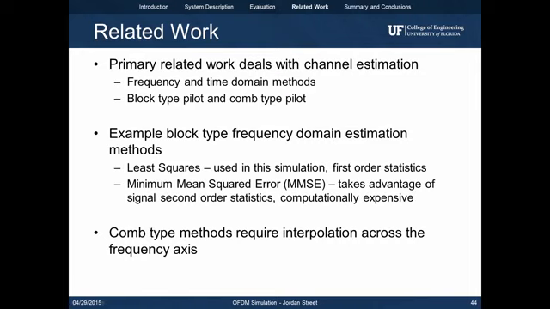The primary related work in OFDM deals with different methods of channel estimation. This presentation dealt exclusively with least squares estimation in the frequency domain. However, there are many other methods in both the time and frequency domain for block and comb type pilots. Least squares is often extended to take advantage of second-order signal statistics. This leads to minimum mean squared error estimation, which, while being more accurate, requires much more computational effort.